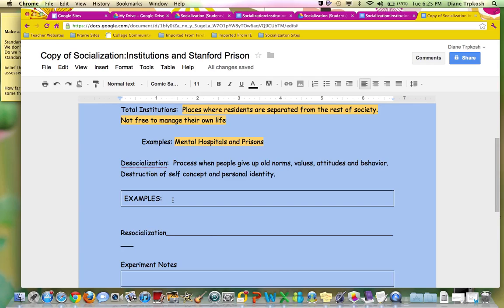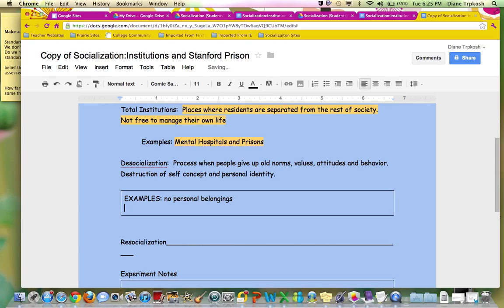Okay, hopefully some examples that you were able to come up with is that our prison system tries to make sure they have no personal belongings. If they take away anything that is personal or just to them, it will take away their self-identity. So they're not allowing personal belongings.